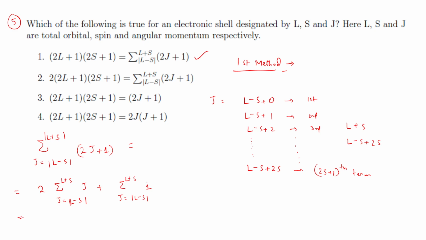So we have to sum over this J from L minus S to L plus S. Here it is just the addition of 1, so how many times is 1 added? 1 is added 2S plus 1 times, so it is just this particular term, 2S plus 1. Now all we have to do is calculate this other term.